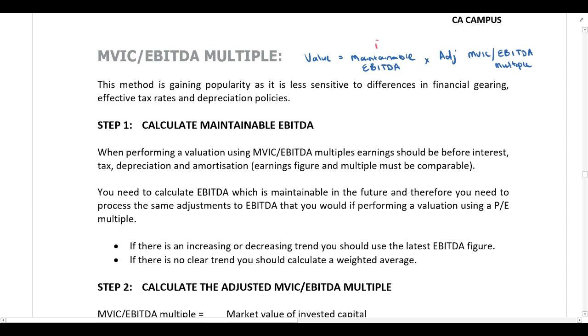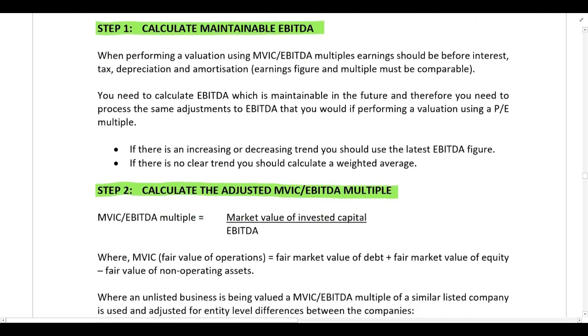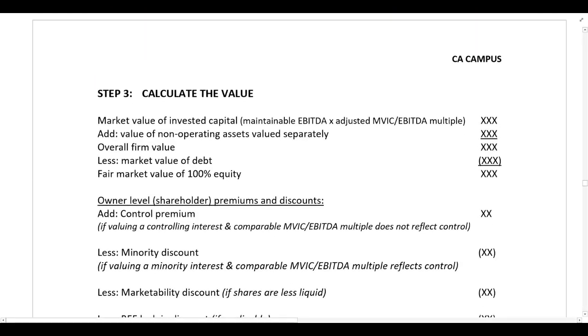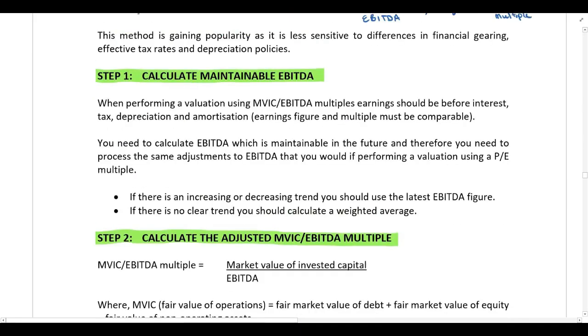So in step 1, we are going to calculate our maintainable earnings before interest, tax, depreciation, and amortization. In step 2, we are going to calculate our adjusted multiple. And in step 3, we are going to wrap everything up and calculate our value. So that's the logic behind where those steps come from.